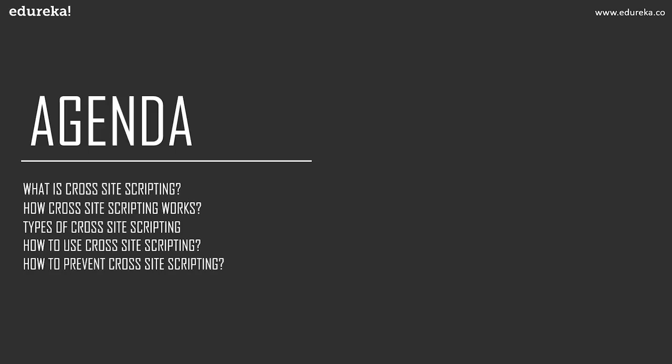So first, let's look at the agenda for today's session. Firstly, I'll be explaining what cross-site scripting is, the definition, and a brief about what a cross-site scripting attack is. Then I'll be explaining how a cross-site scripting attack works, the logic behind this attack. Then I'll be explaining the different types of cross-site scripting attack, and I'll be showing you a demo on how to use cross-site scripting attack to hack a web application. And finally, I'll be telling you how to prevent cross-site scripting attacks. So let's move on to the first topic, that is, what is a cross-site scripting attack?